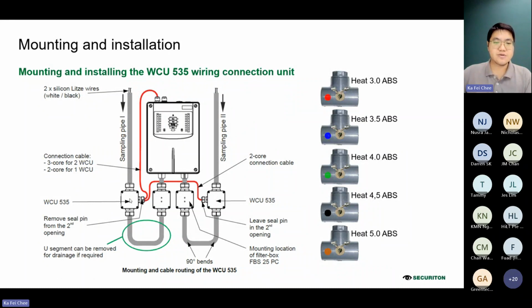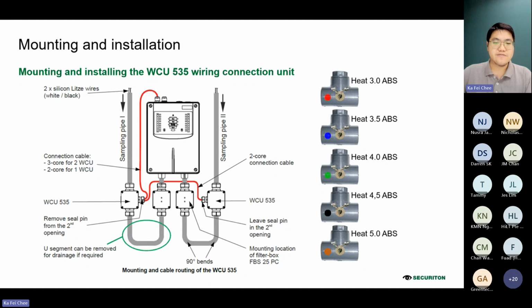So this WCU, because of the filter unit on the right below the ASD unit, you have the filter. You are not able to get the cable going through the filter. So this is why we need a WCU unit, where it becomes a junction box for the interchanging from the silicon wire back to the connection cable in red color back to the ASD.